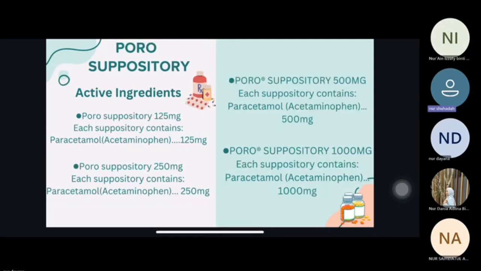I will present about Poro suppository. So these are the active ingredients for Poro suppository. Poro suppository comes in 4 strengths, which are 125 mg, 250 mg, 500 mg, and 1000 mg, each containing paracetamol, acetaminophen at the respective dosage.